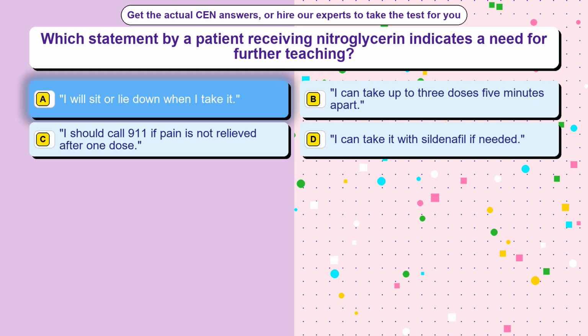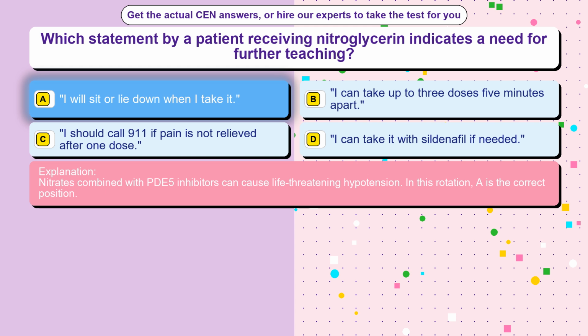The correct answer is option A. I will sit or lie down when I take it. Nitrates combined with PDE5 inhibitors can cause life-threatening hypotension. In this rotation, A is the correct position.